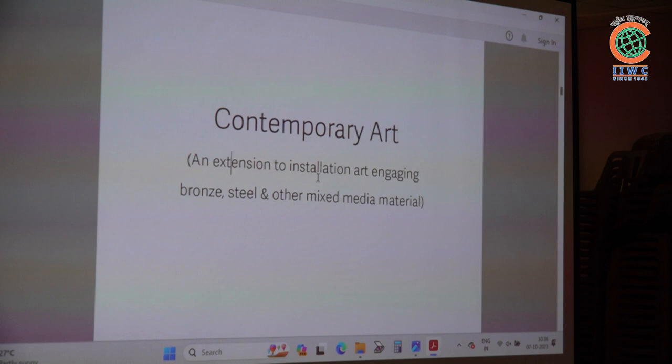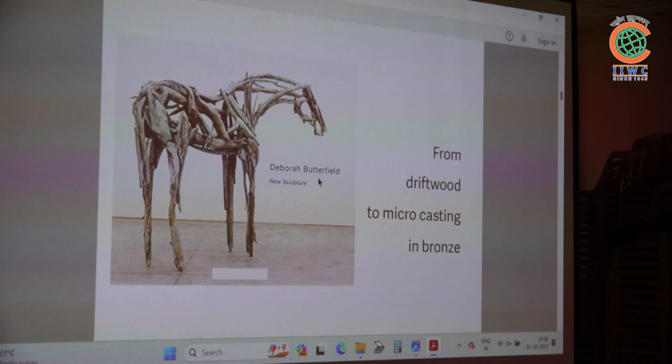Like here, we see Dimple Shah. So here, see, this is again bronze. But here, what this lady has done is... Deborah Butterfield. Actually, I went and saw her sculptures in Seattle. She had a show in Seattle. What she used to do is collect driftwood.